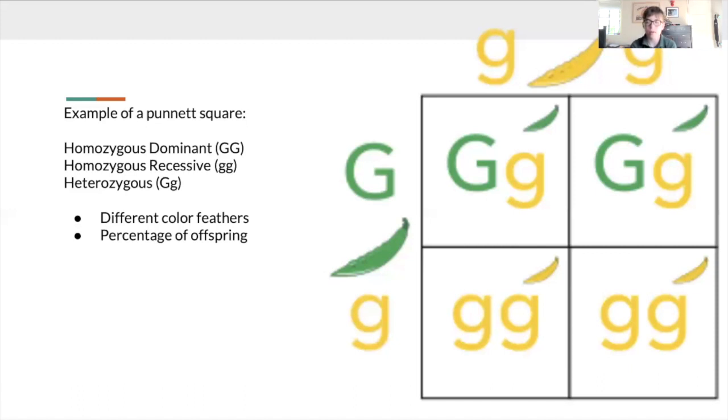Well, as you might already have guessed, 50% of the Punnett square is made out of heterozygous, and the other 50% is made out of homozygous recessive. So it's 50% heterozygous and 50% homozygous recessive. Now, if we were to say have a capital green G here, this square would be homozygous dominant. Homozygous dominant is a dominant gene with both capital green G's, so it would obviously be a green feather.